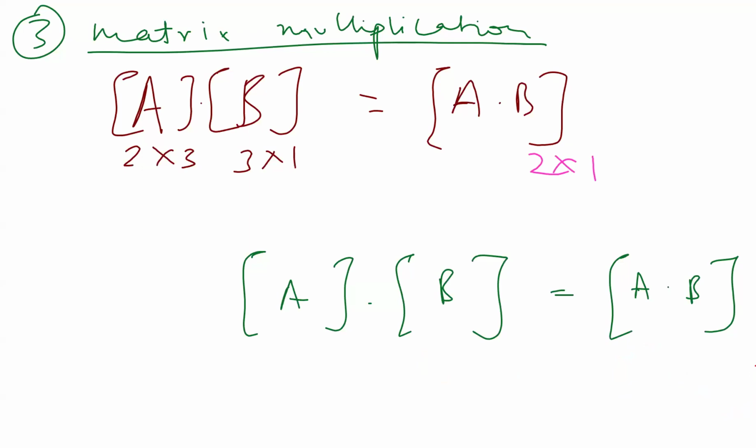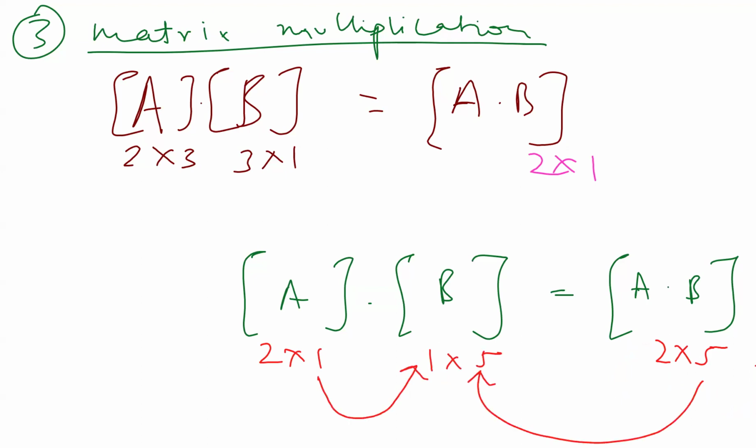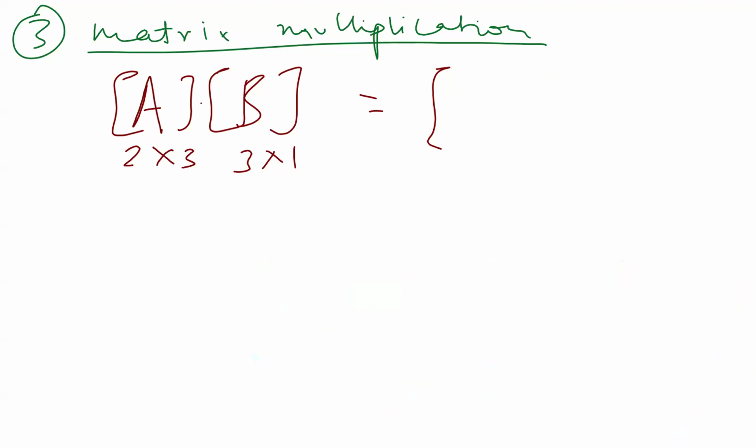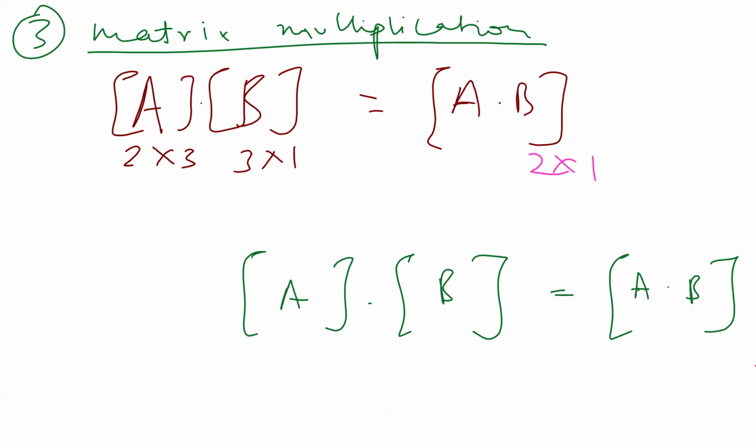One more case. This is 2 by 1, and this is 2 by 5. What will be the order of B? 1 by 5. Correct. So 1 will come over here, cross, and this 5 will be over here. Okay. So this is quite logical. One more case. 3 by 4.